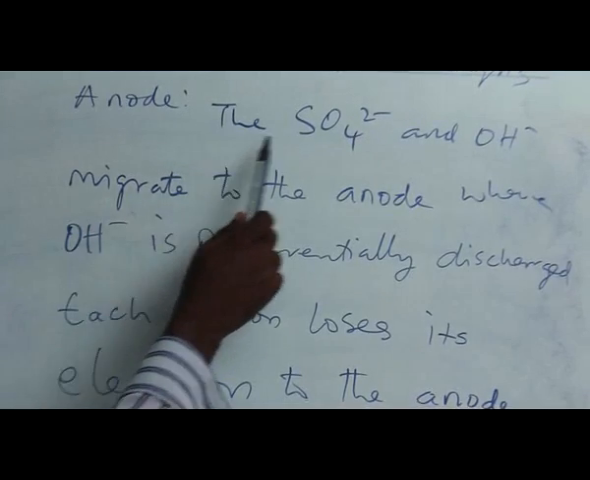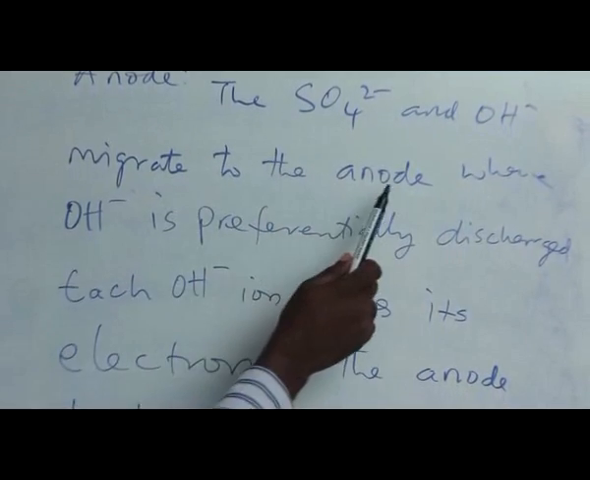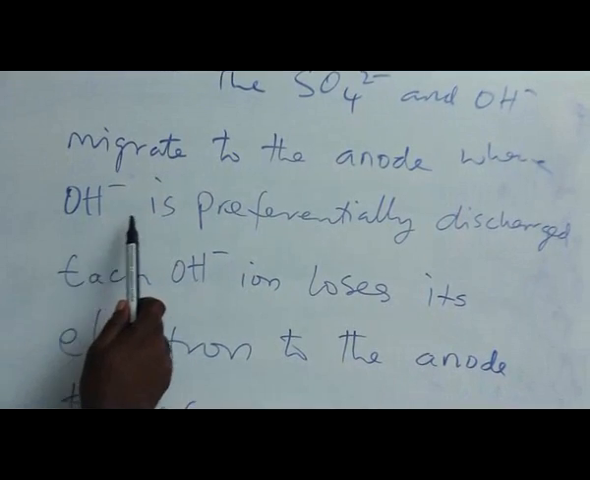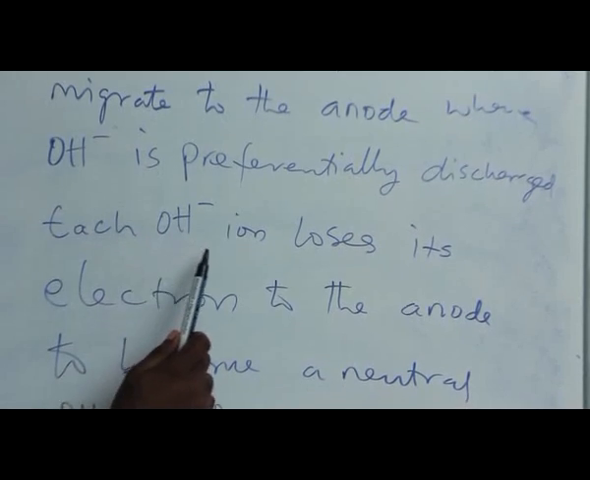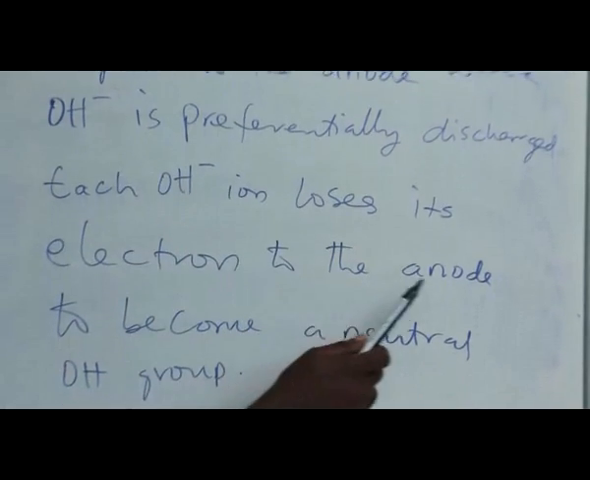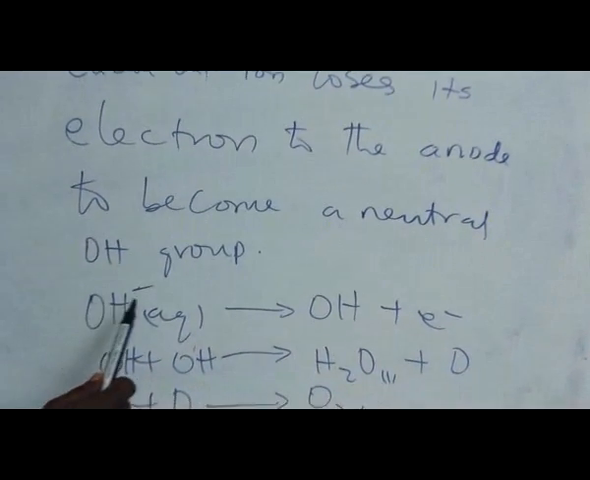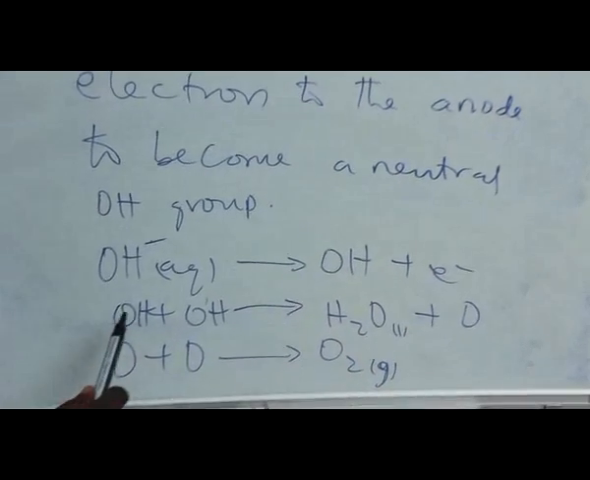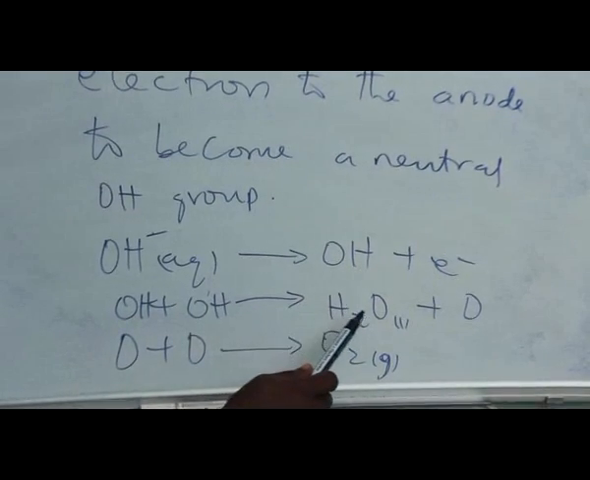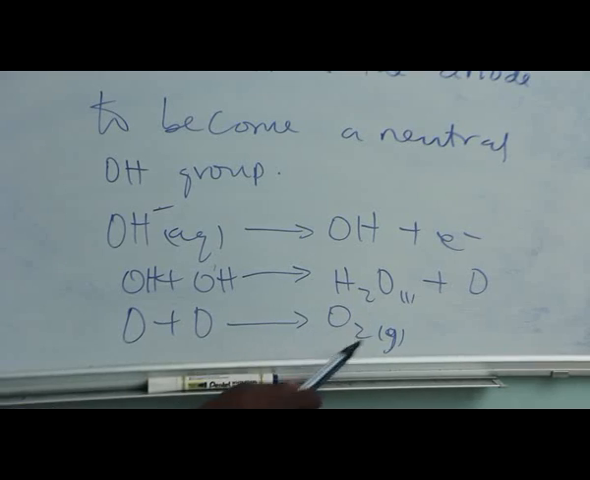Anode. The tetraoxosulfate(VI) ion and hydroxide ion migrate to the anode, where hydroxide ion is preferentially discharged. Each hydroxide ion loses its electron to the anode to become a neutral OH group. Hydroxide ion gives OH plus electron. OH plus OH gives water plus oxygen. Oxygen plus oxygen gives oxygen molecule, which is a gas.